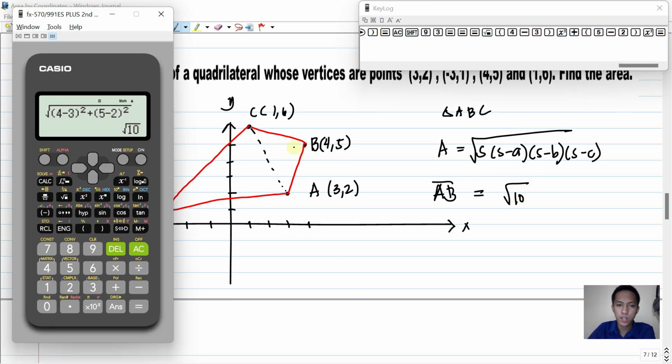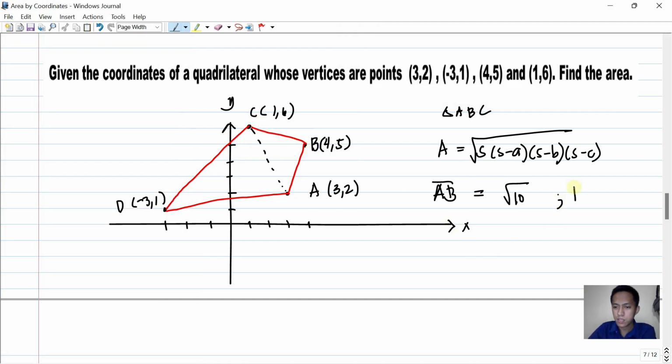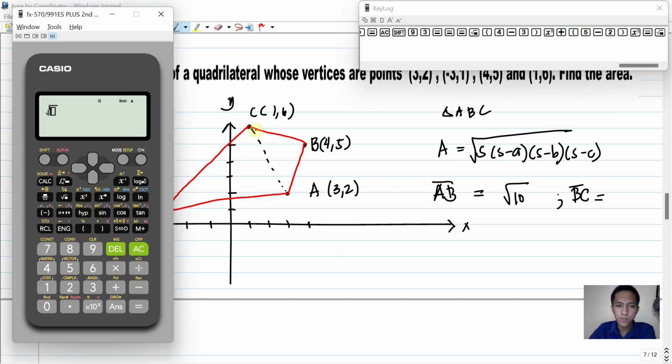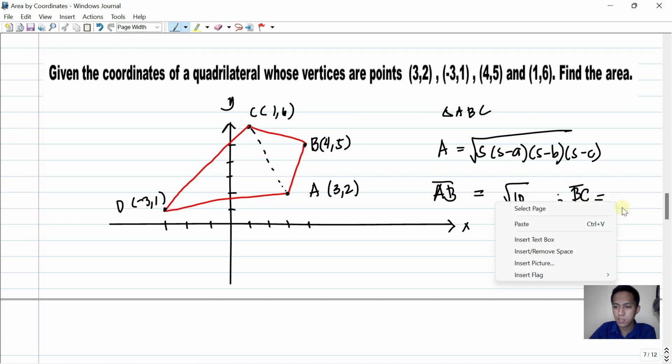Then let's compute for side, say side BC. So what is side BC? So square root of, that is x sub 2 minus x sub 1. So that is 1 minus 4. Square root of 1 minus 4 squared, plus we have here y sub 2 minus y sub 1 squared. So that is 6 minus 5. And squared. So equals lang natin guys. Side BC is square root of 10 also. So BC is square root of 10.